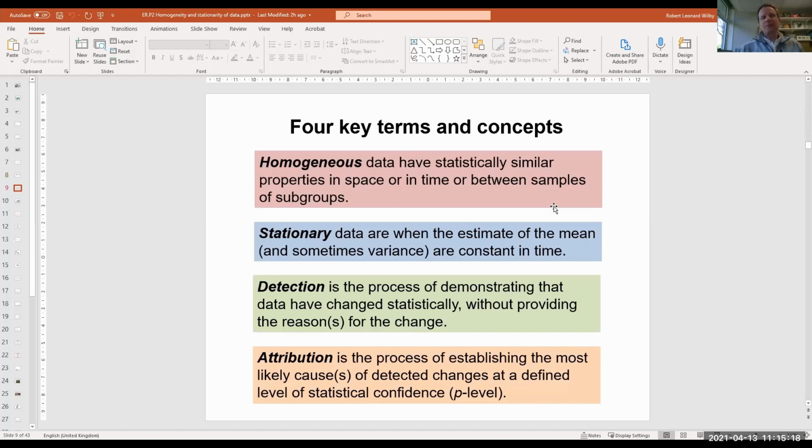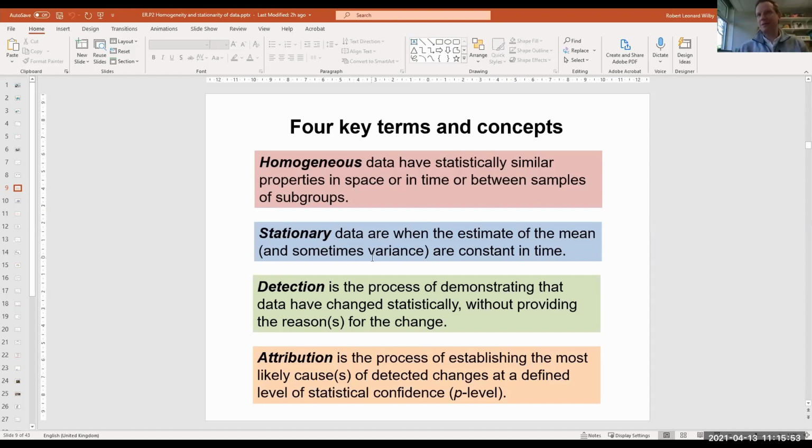So here are the 4 key terms that I'd like to explore this morning. So here I'm saying that a homogeneous data set is one where we have statistically similar properties in space or time. So in the case of the UK rainfall data, we want homogeneous data with similar statistical properties at the beginning and the end of the data set in order to trust the trend. And then secondly, we have stationary data.